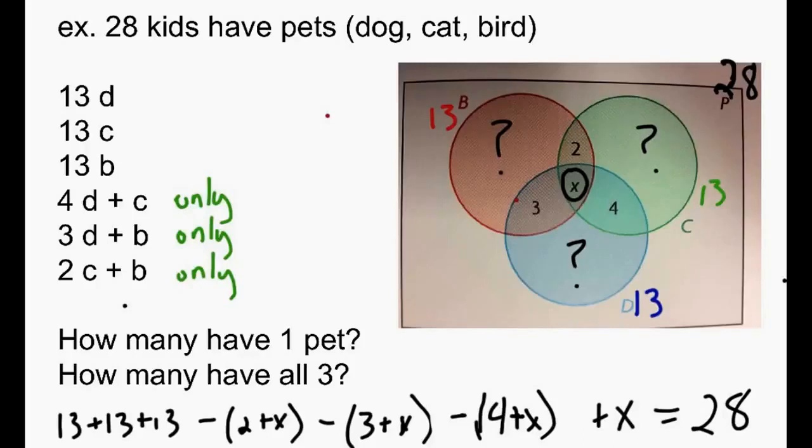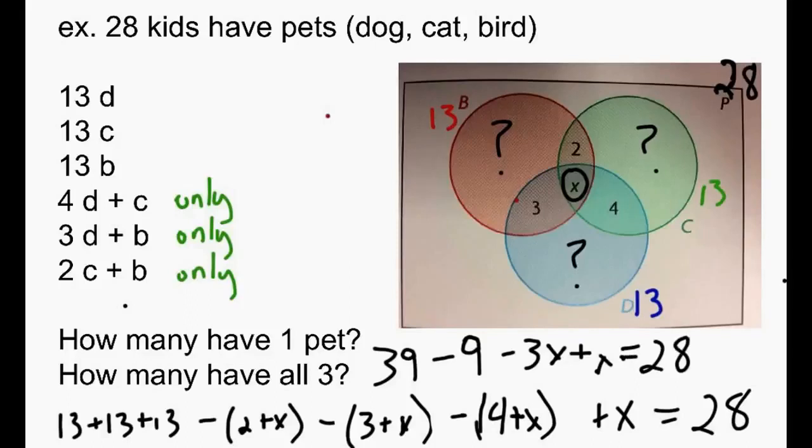I'm running out of room, so I'll just kind of work upwards. So we have 13 plus 13 plus 13 equals 39. And let's combine all the x's. We have minus 2, minus 3, minus 4. So that'll be minus 9 if we add those. Then we have minus x, minus x, minus x is minus 3x, plus that 1x left over. So I'll write that separately. So we have minus 3x plus the 1x equals 28.